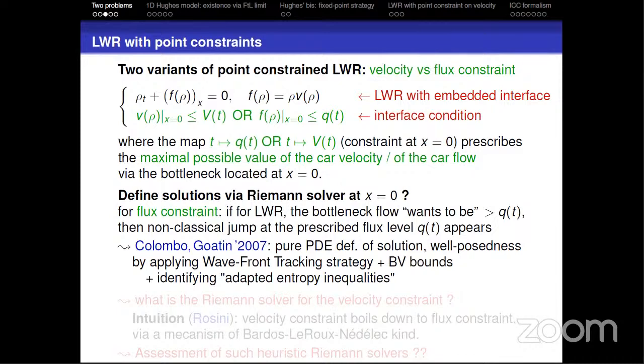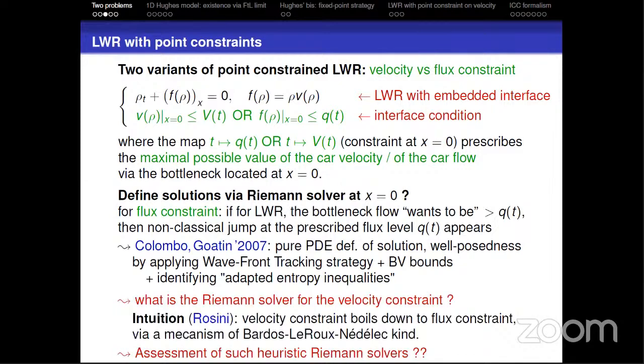And my question, the question we dealt with Carlotta and Massimiliano, was what would be the Riemann solver for the velocity constraint? After trying many things, Max once wrote to us, okay, I think I know what happens. The velocity constraint will boil down to flux constraint. More like a direct boundary condition is transformed to the Bardos-LeRoux-Nédélec interpretation of the boundary.